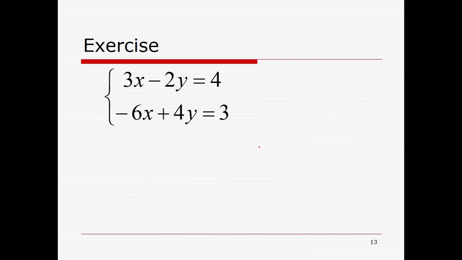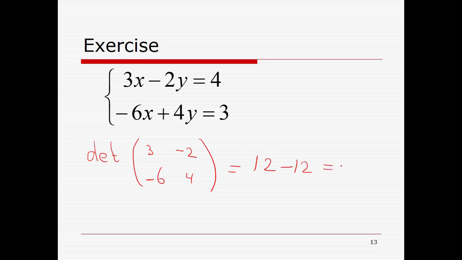Okay, if we look at this set of equations, so 3x minus 2y equals 4, minus 6x plus 4y equals 3, and we'd like to solve this one, then we start with our small trick, and we calculate the inverse matrix. So let's start by calculating the determinant. So the determinant of 3, minus 2, minus 6, 4, would be 3 times 4, 12, minus minus 2 times minus 6, so that would give us minus 12.